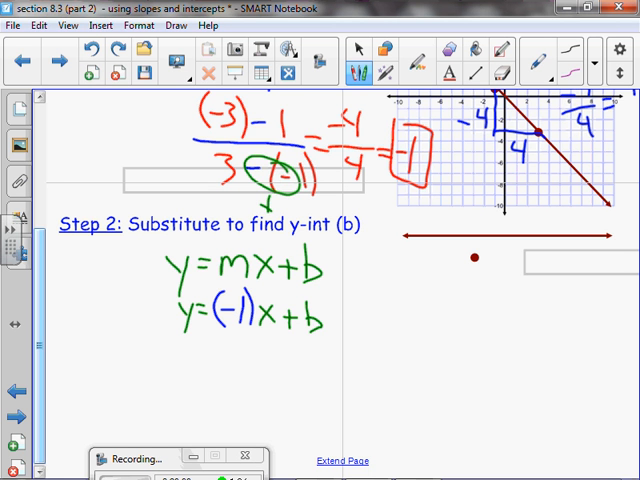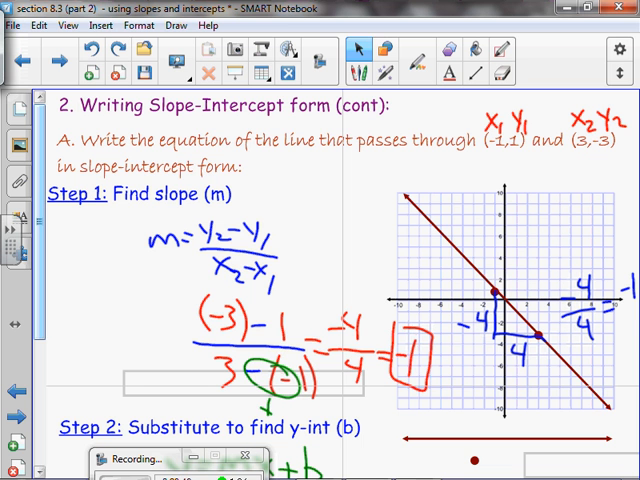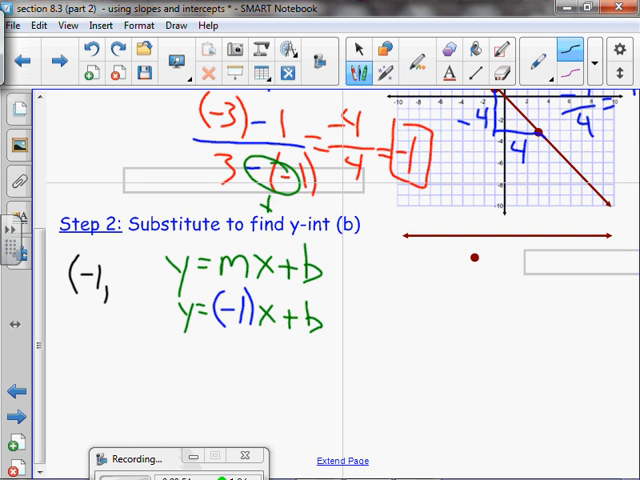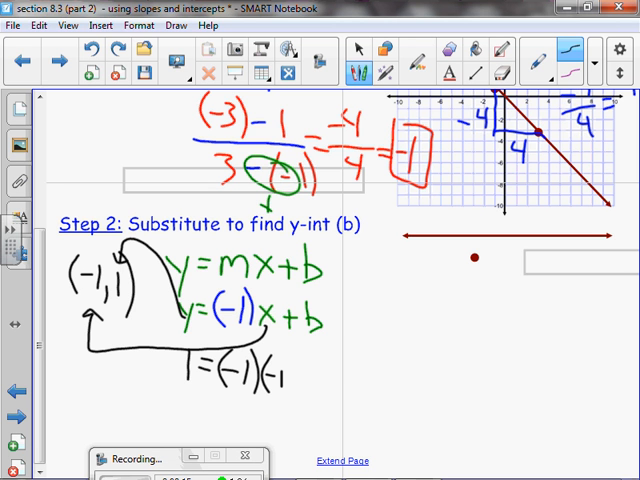But I want to find b, so I need to be able to fill in x and y temporarily in order to find b. So what I do is I just go up here and I take one of my points that looks easiest. That one looks easy to me, negative 1, 1. So I'm going to use that point. I'm going to write it down here again, negative 1, 1. And temporarily, I'm going to fill this in for x and y. Y is this guy here. So that's going to become a 1. 1 is equal to negative 1 times x. X is that guy there. So times negative 1 plus b.